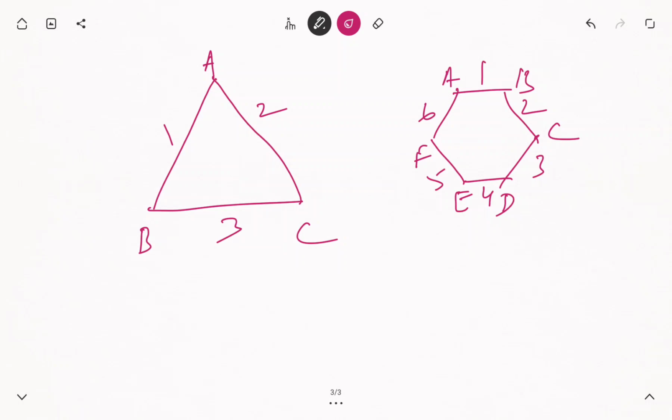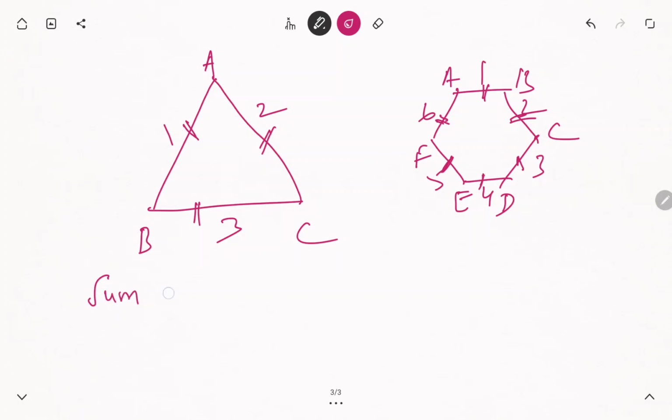Now I am dealing with only regular polygons. Regular polygon means what happens? All the sides are equal, like this here. All 6 sides are equal, then it is called a regular hexagon. Then this, with all sides equal, is called a regular triangle or equilateral triangle. Now I am taking interior angles only.